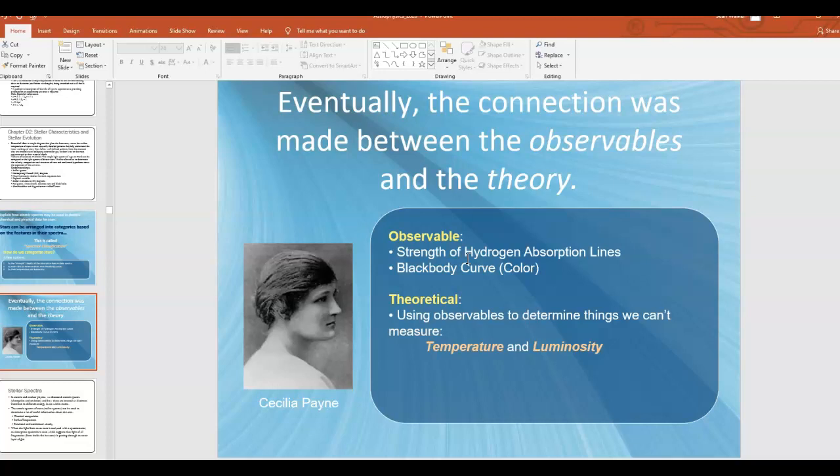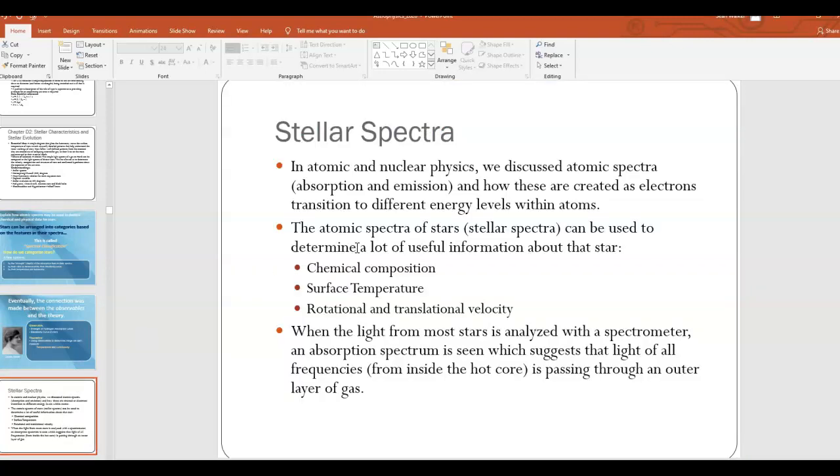Let's talk about something else that we can directly measure besides the black body curve, which is stellar spectra. Last year in topic 7, we talked about atomic spectra. We talked about things like absorption and emission spectra and how these are created when electrons in atoms transition to different energy levels. And you can use the information from the atomic spectra of stars to find out lots of useful information about that star.